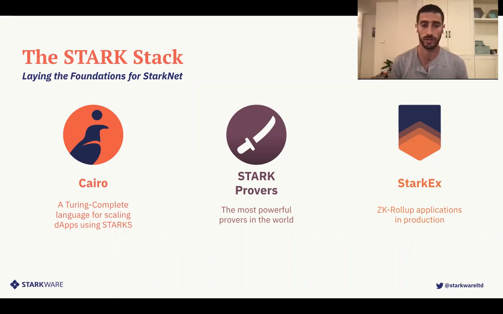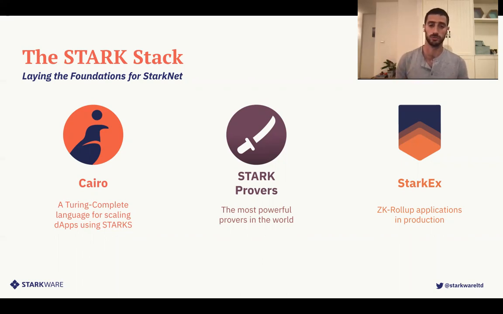So first of all, we have Cairo, which is also what we offer here at ETHGlobal to developers to develop with. But basically, it's our Turing complete language for scaling dapps using Starks. I will get to it in a second. But Cairo is what allows us to write the stack for Starknet.